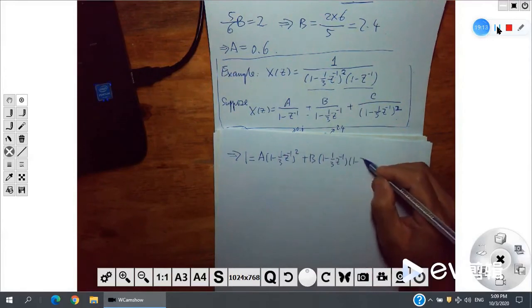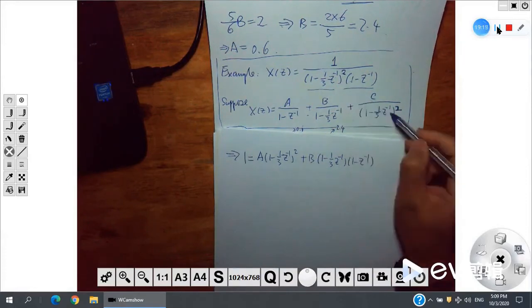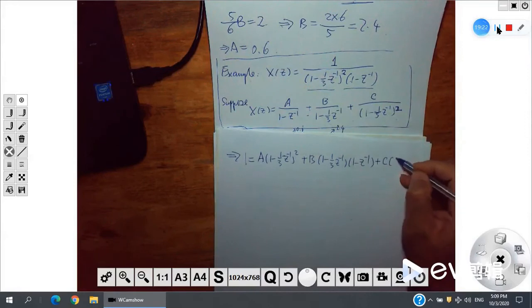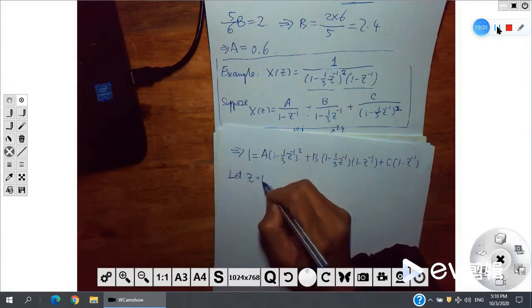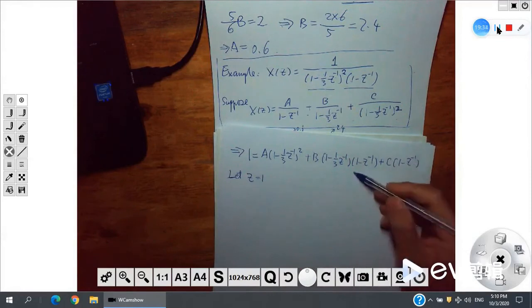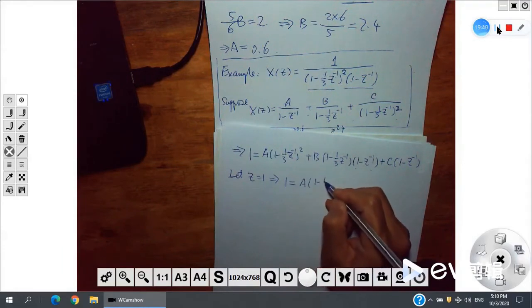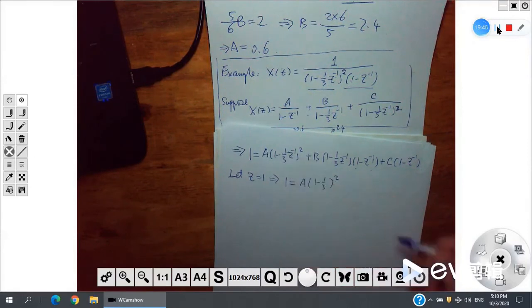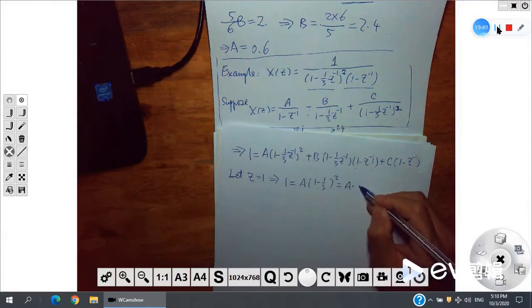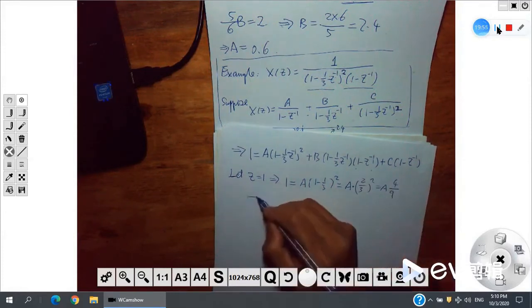And 1 minus z to negative 1. Right? And the last one, c, the square term canceled, right? So I have c times 1 minus z to negative 1. Okay, so we choose z equal to 1. Z equal to 1. This is 0, right? This is also 0. So we have 1 equal to a times 1 minus 1/3 squared. Z to negative 1 is 1. So this is a times 2/3 squared, a times 4 over 9.